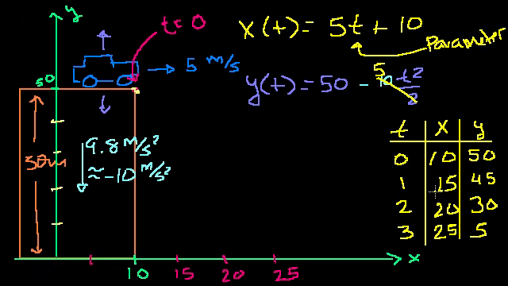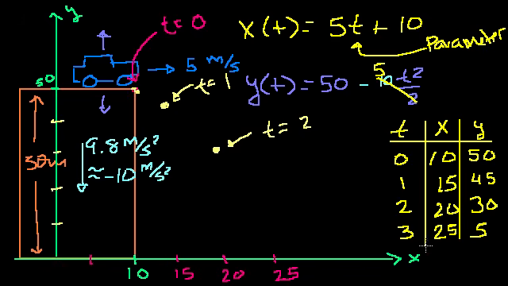At time t equal to 1, we're at (15, 45). So x is 15, y is 45, which is right about there. So this is t equal to 1. At time t equal to 2, we're at the coordinate (20, 30). So 20 and 30, it's right about there. So this is at time t equal to 2.